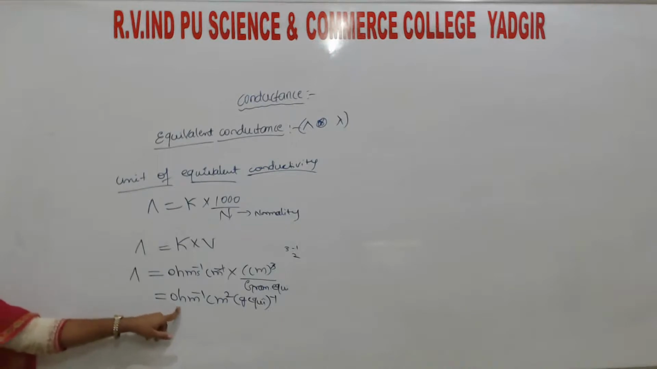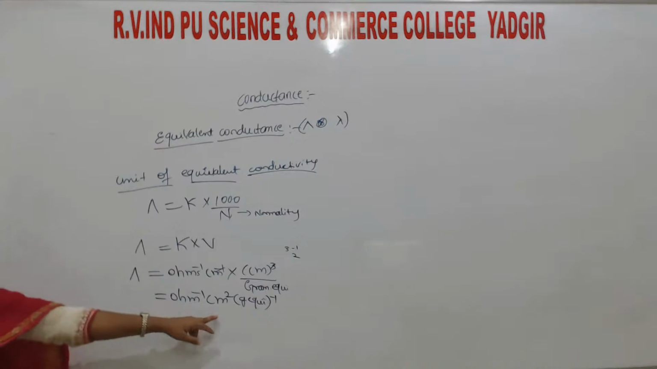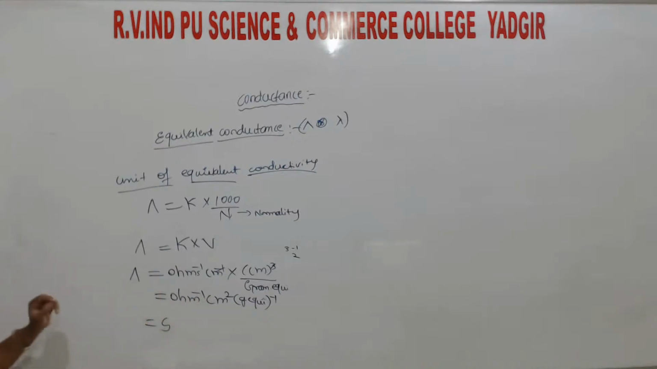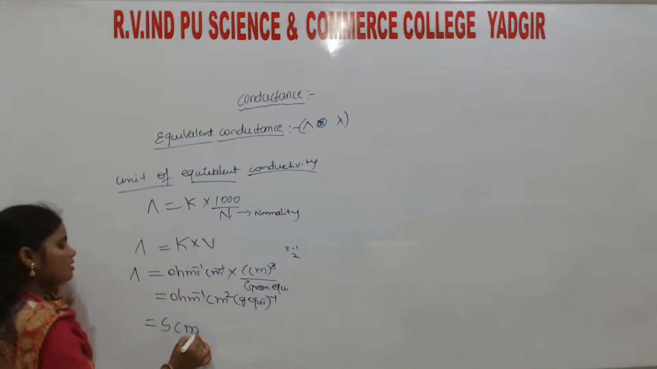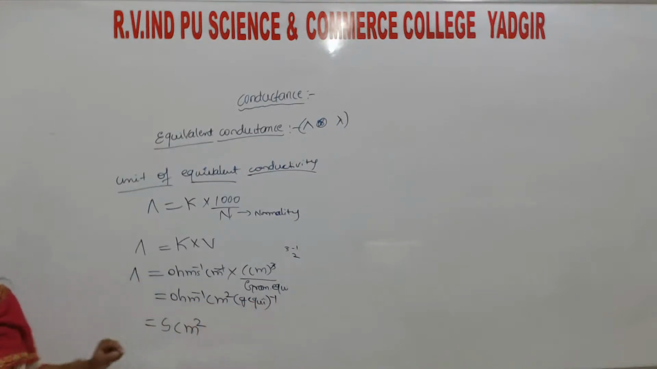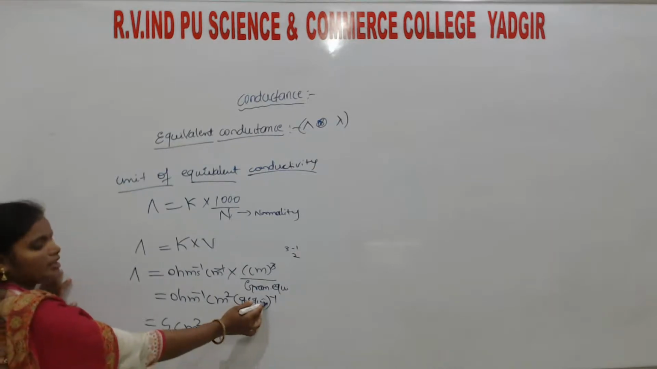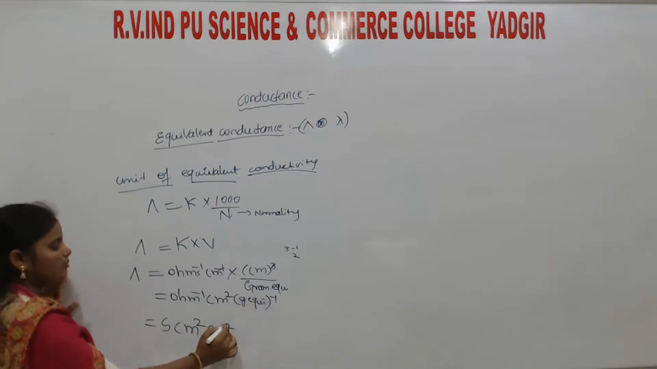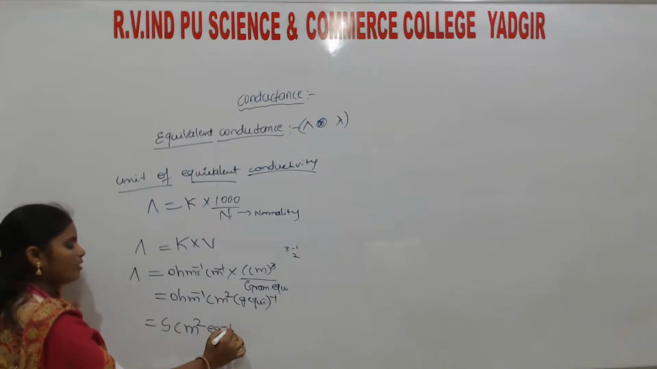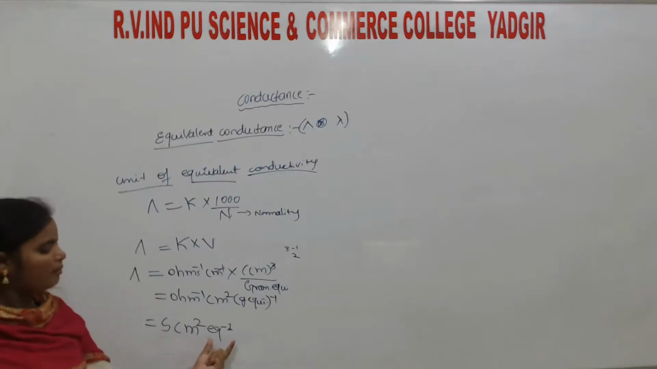Or you can write, therefore, this in SI unit: Siemens centimeter square per equivalent. This is the equivalent conductance unit, Siemens centimeter square per equivalent.